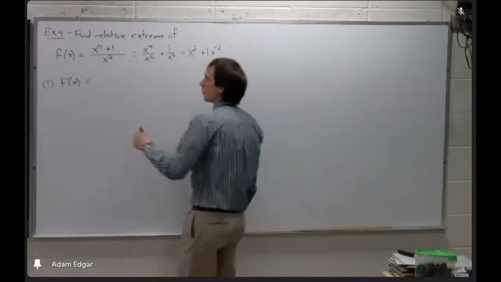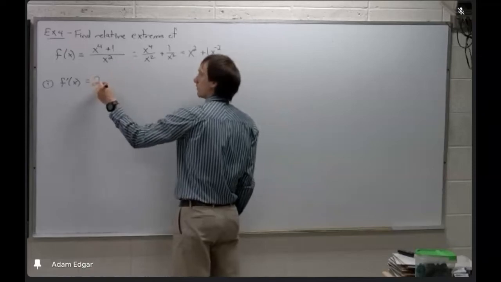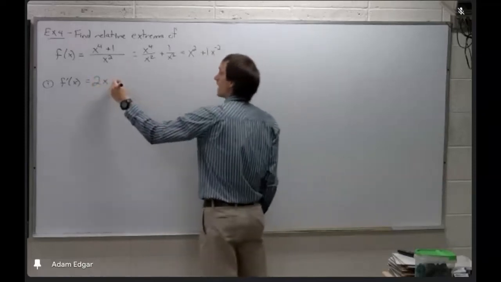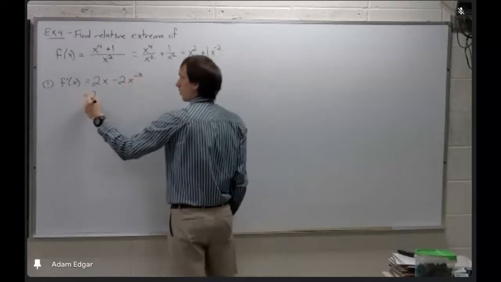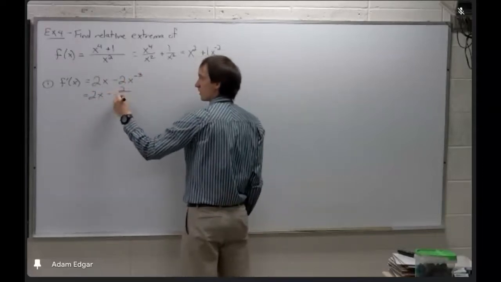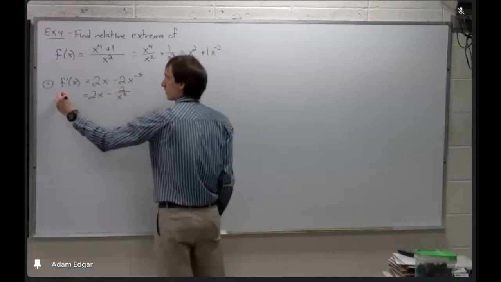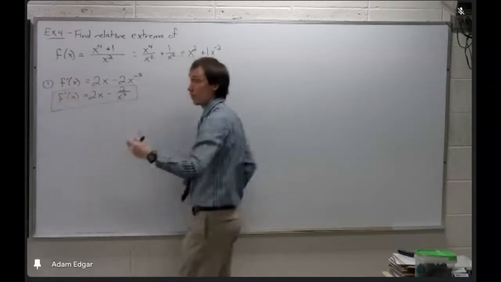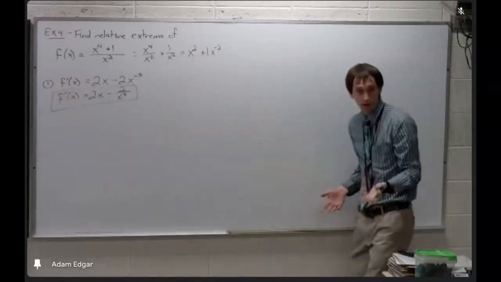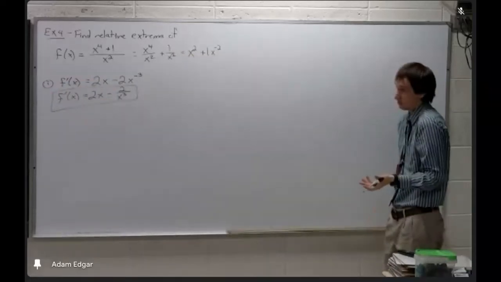So derivative, using the blah method, you get 2x minus 2x to the negative 3. And then you can throw some stuff down the stairs to make it have a positive exponent. And there's your derivative. If you want to put things back together so they have a common denominator, you can do that, but I don't think it's super necessary. Yes?